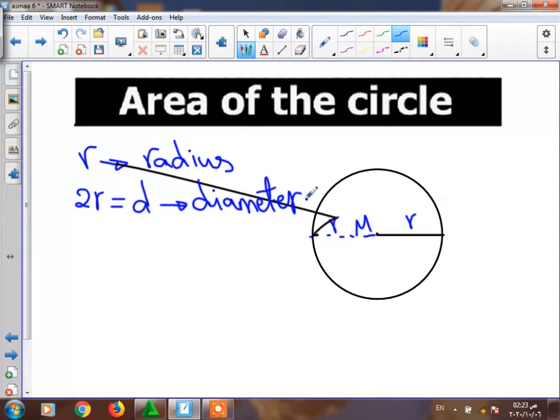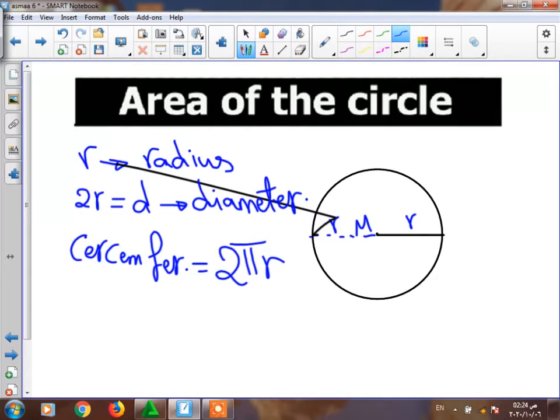As we know, the measure of the outer line of the circle is called the circumference of the circle. Could you remember the rule of the circumference of the circle? The circumference of the circle equals 2 pi R.